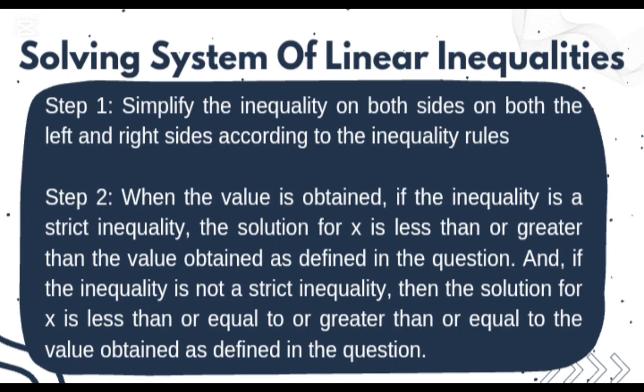Okay, we have solving a system of linear inequalities. Step 1. Simplify the inequality on both the left and right sides according to the inequality rules. Step 2. When the value is obtained, if the inequality is a strict inequality, the solution for x is less than or more than the value obtained as defined in the equation. And if the inequality is not strict, then the solution for x is less than or equal to, or more than or equal to, the value obtained as defined in the equation.